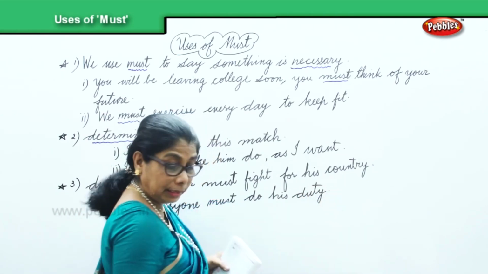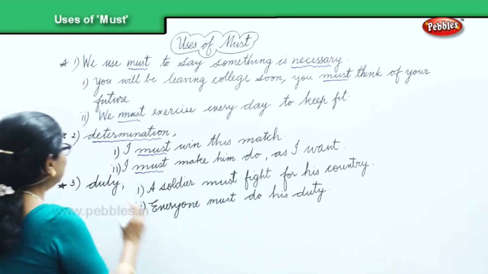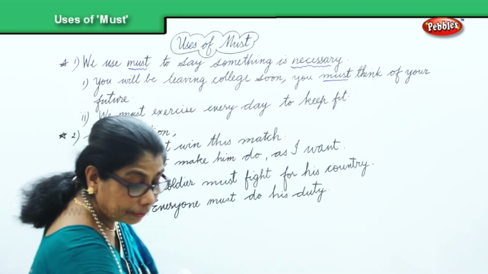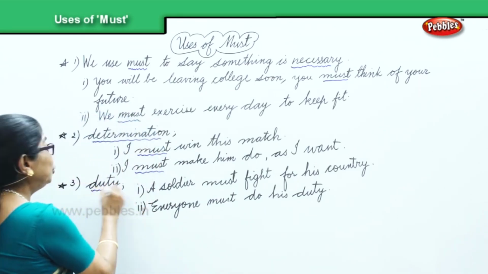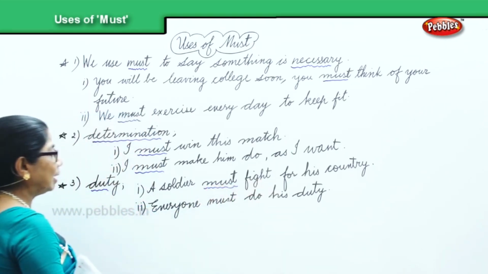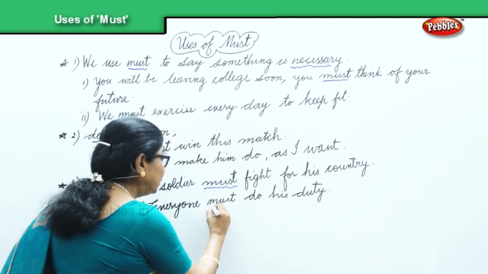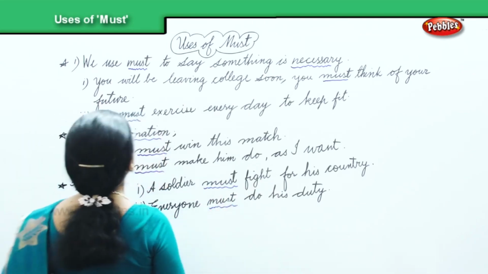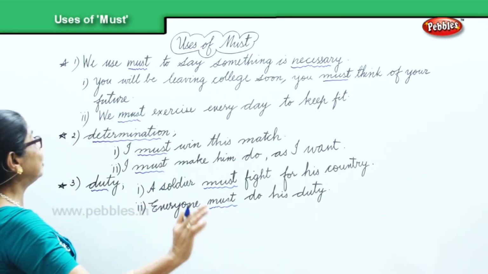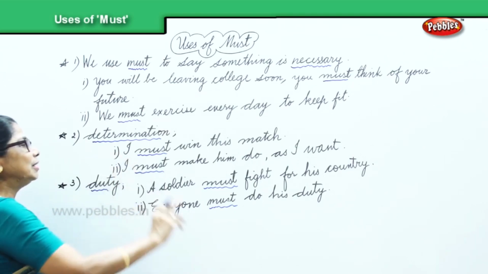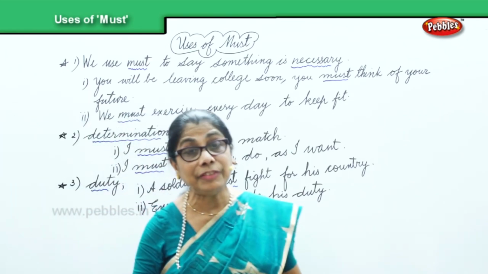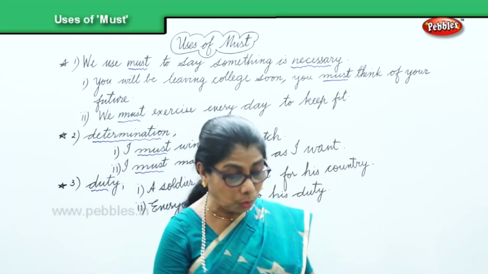So, in performing duty, we use must. A soldier must fight for his country. Everyone must do his work. First category, must is used for necessity. We must exercise every day. Second one, determination. To win something, I must. And the third, to do duty. Everyone must do his or her own duty.